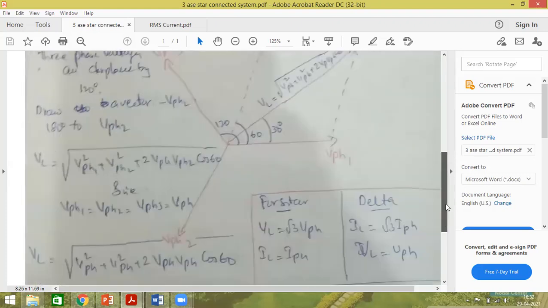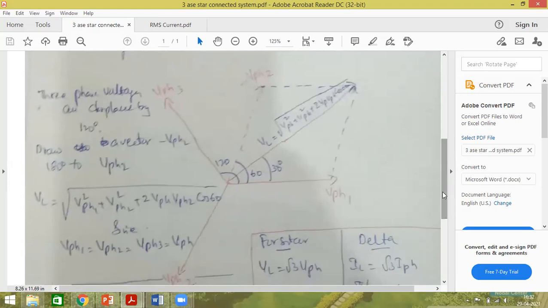Yesterday also I shared the video, but this is what we have explained in a quite simple manner. Let the three phase voltages VPH1, VPH2 and VPH3 be displaced by an angle of 120 degrees. In order to find the line voltage, draw a vector minus VPH2, 180 degrees to VPH. Now, according to the parallelogram law of vectors, from the intermediate or polytechnic basics, the line voltage is a vector combination of these two vectors, minus VPH2 and VPH1.